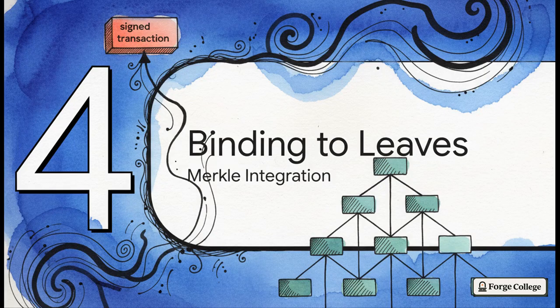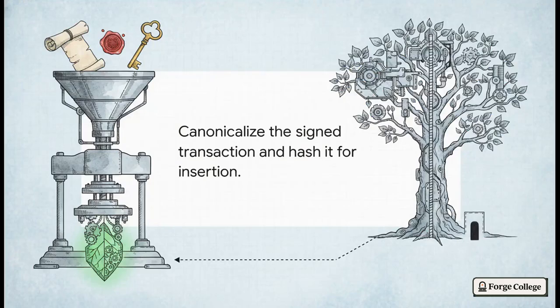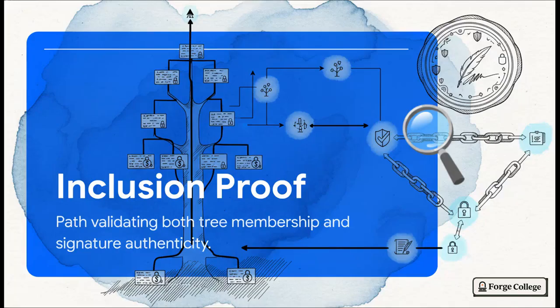Next up, section 4, binding to leaves and Merkle integration. So to bind everything seamlessly into your blockchain, you take that newly extended transaction, the one that now actually includes the signature and public key, and you serialize it one more time. You hash this complete signed package to create your final signed Merkle leaf. And then, you just snap that leaf directly into your tree. It's really that simple.